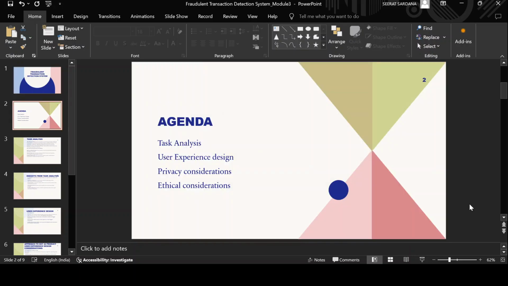As part of the project, we would be going through the four phases which we have utilized to analyze this project further. First one is the task analysis. What is the actual task which the user wants to perform out of the system? Second, we would be giving you a quick walkthrough on the user experience design, how we are thinking about the design of the system, taking into consideration the user experience and the best practices which we need to follow.